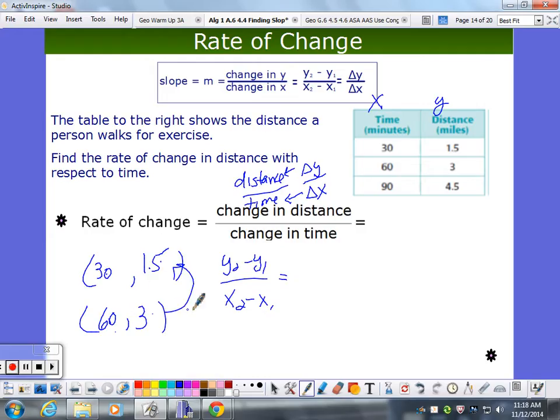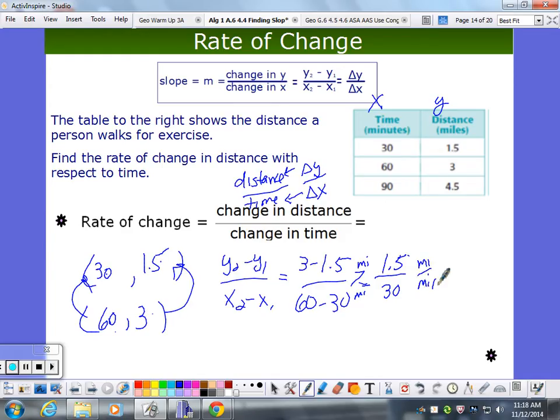Okay, so let's go this way. 3 minus 1.5 over the x's, the time, 60 minus 30. 3 minus 1.5 is 1.5, and 60 minus 30 is 30. You said you can't have decimals. In real life problems, we're going to have them, because you know what I should have put here? My units. My distance is in miles, and my time is in minutes. So this is still miles over minutes. What's 1.5 divided by 30?